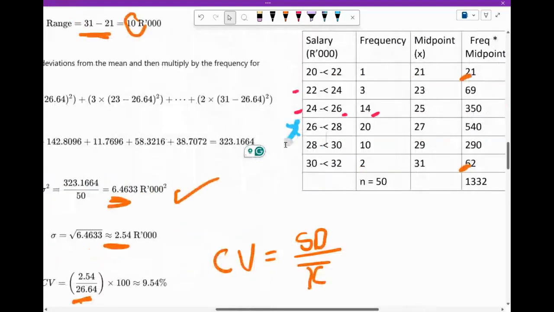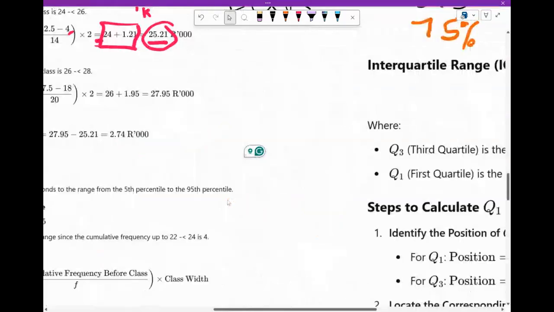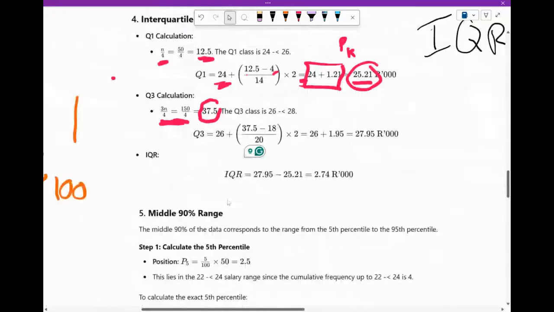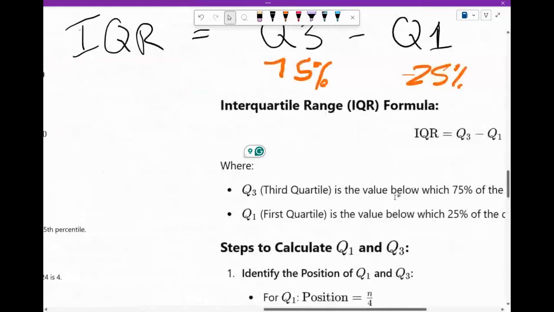Is it making sense, guys? Yes. So let's do it again, but this time for the third quartile. Okay, so for the third quartile, let's go back to the formula for a second, and then we go through this thing together.